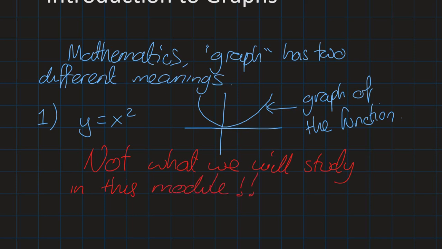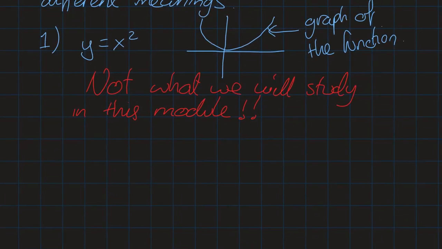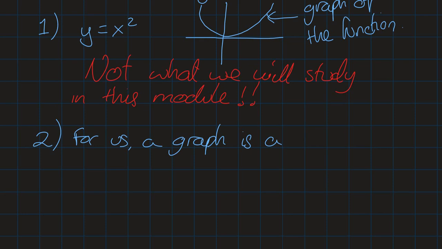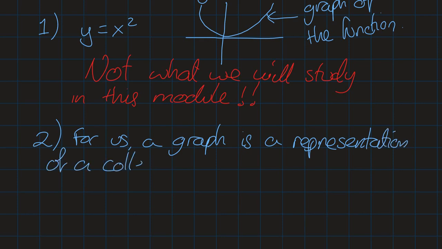Okay? The type of graph theory that we're going to study is slightly different. Well, it's very different. And it's defined as follows. So, for us, a graph is a representation of a collection of objects and a particular relationship between pairs of objects.